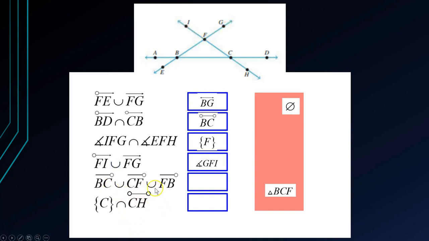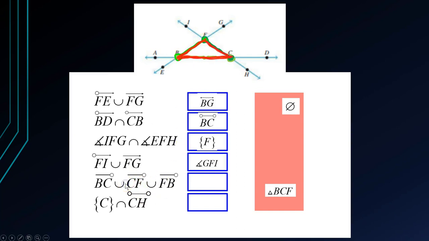For this union down here, BC being the union with CF and the union with FB, here's BC. Now notice that the endpoint includes B, but doesn't include C because of where this is being shown. Same thing with CF, open-ended here. It got closed in here, because CF does include it, and FB includes F, but doesn't include B.